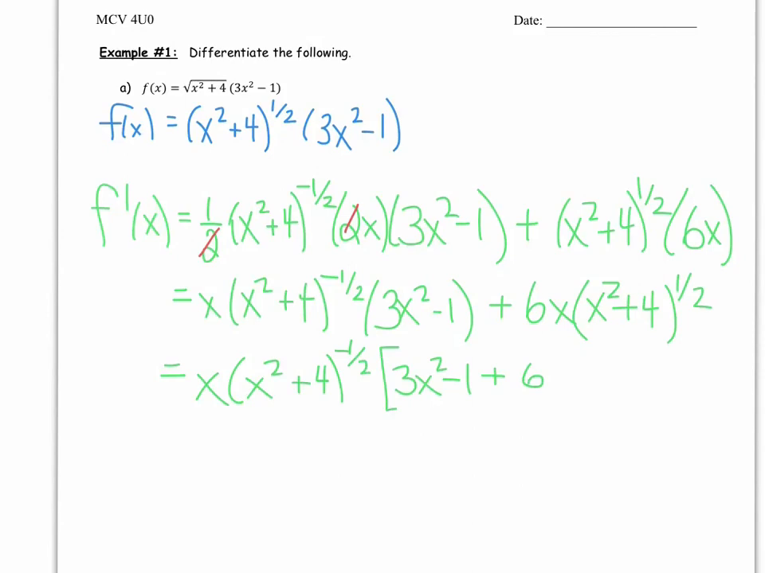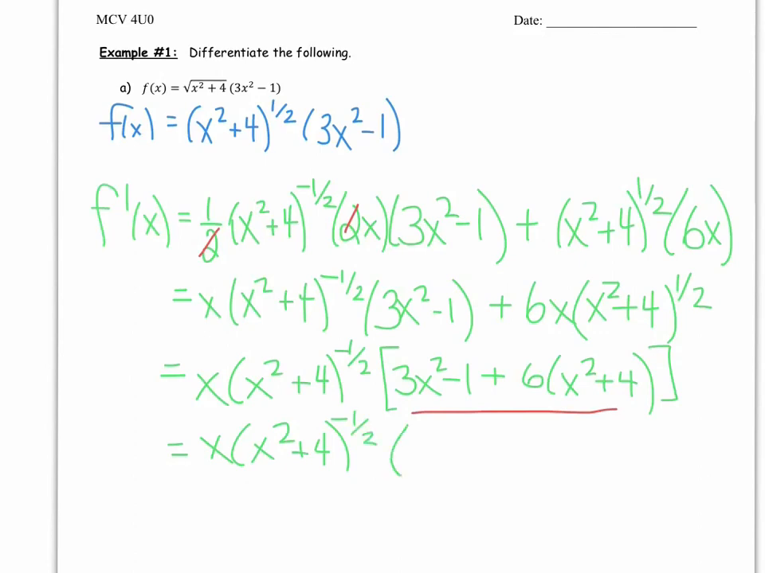Okay, if it's adding, you don't really need to worry about the brackets, but if you're subtracting, just watch out because you will need the brackets. And then we have an x squared plus 4. And then just this one square bracket right here, you will just need to simplify that. So we have x squared plus 4 to the negative a half. We'll move that down on the next line as well.